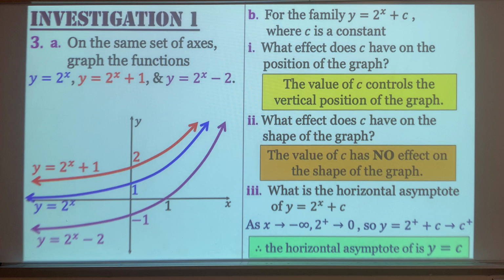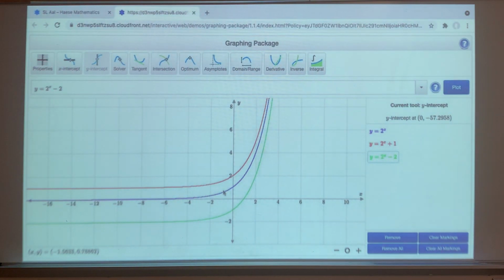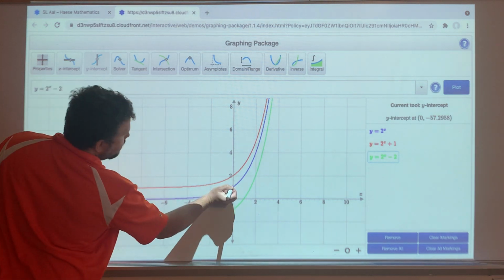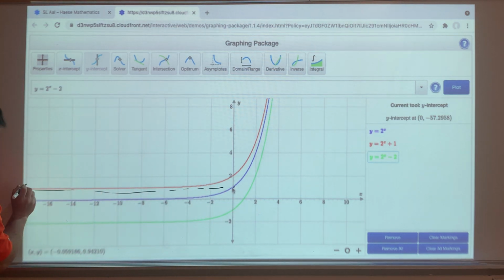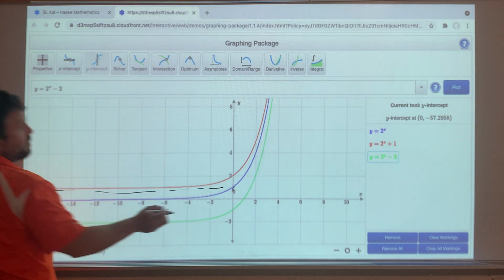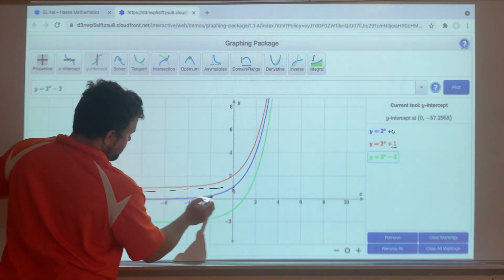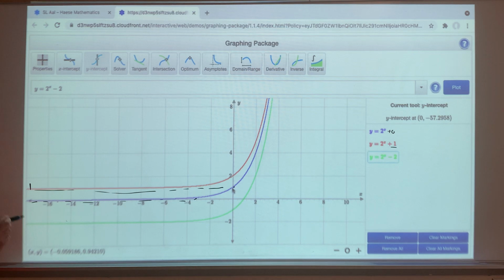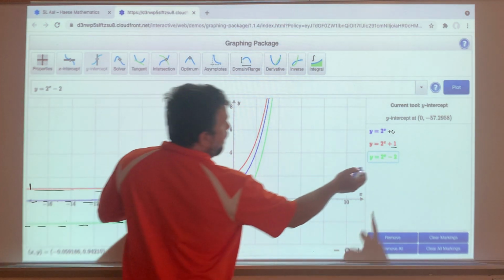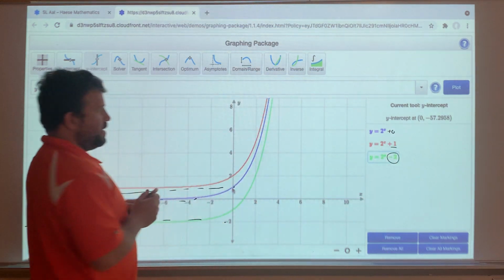If you're having trouble figuring that out, you can see here's about 1. Here's 1. That's 1. This is 0. Look at this one, it's -2. Guess what? -2. All right, so that's how you do that.